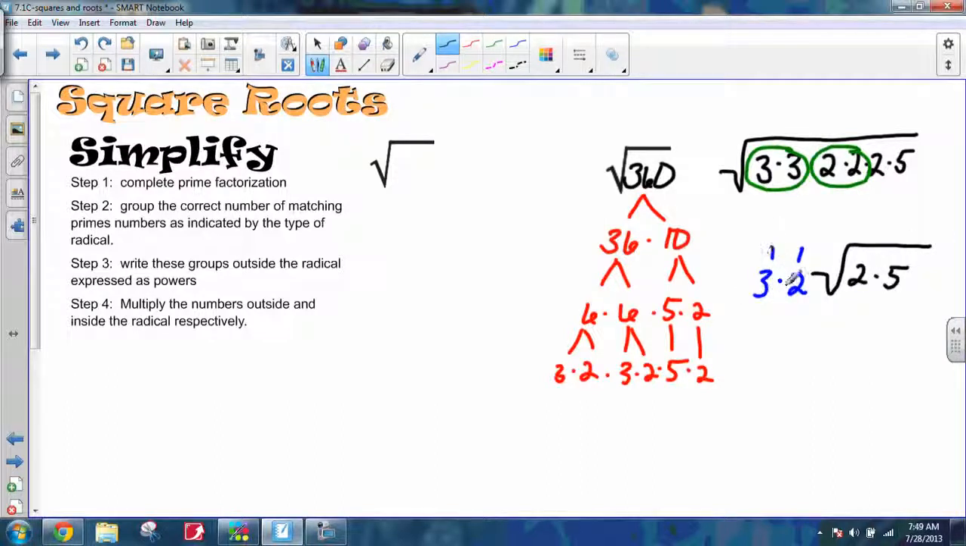So we have 3 times 2, or 3 to the first is 3, times 2 to the first is 2. So 3 times 2 is 6. And what's left inside the radical is 2 times 5, and that's 10. So our simplified answer is 6 square root of 10.